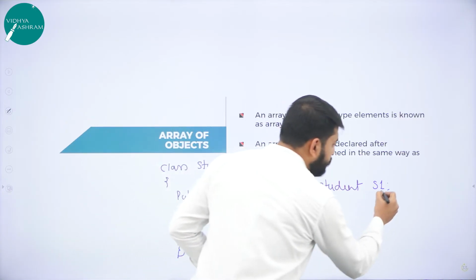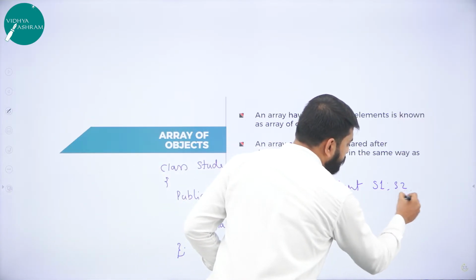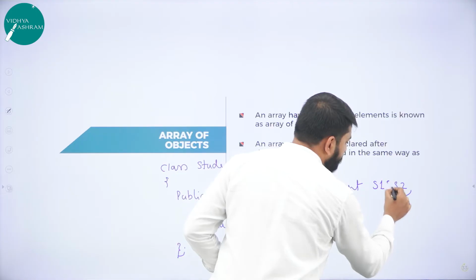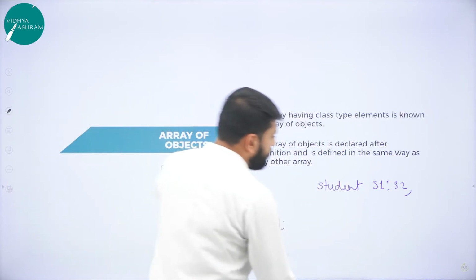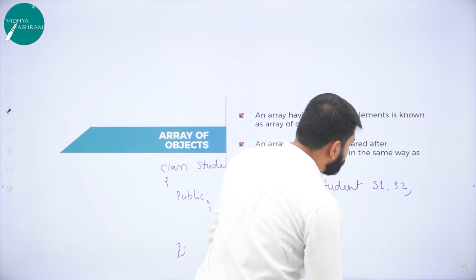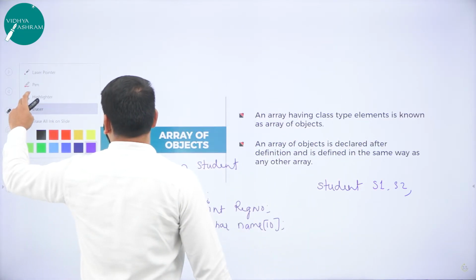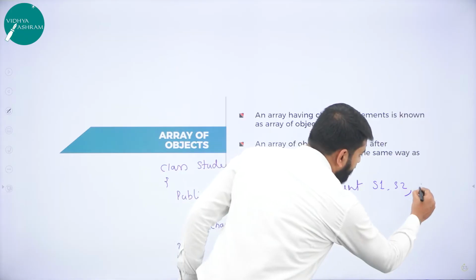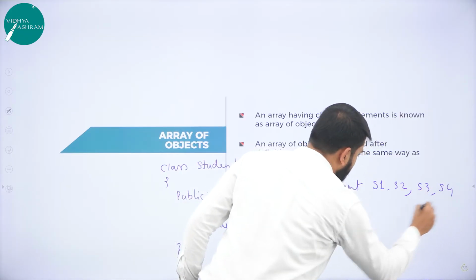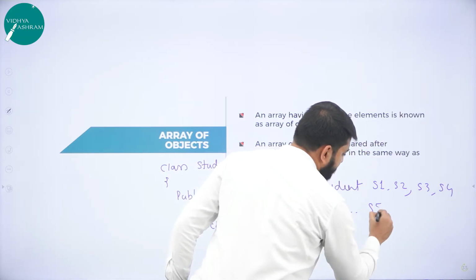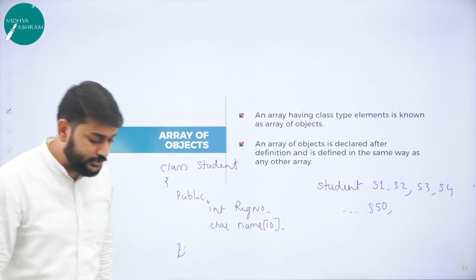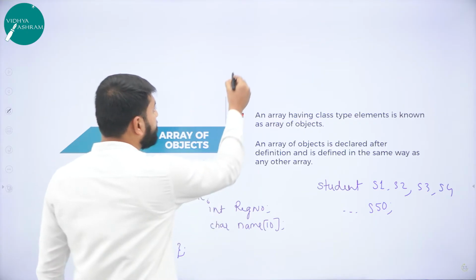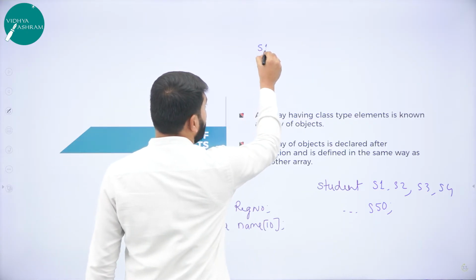How can I create them? S1, S2. Here I will not be using this, I am just using the comma. S3, S4, like this it goes on to S50. So like this I have to create 50 objects. So what is it that I am storing in these 50 objects? Let me just tell you, S1.